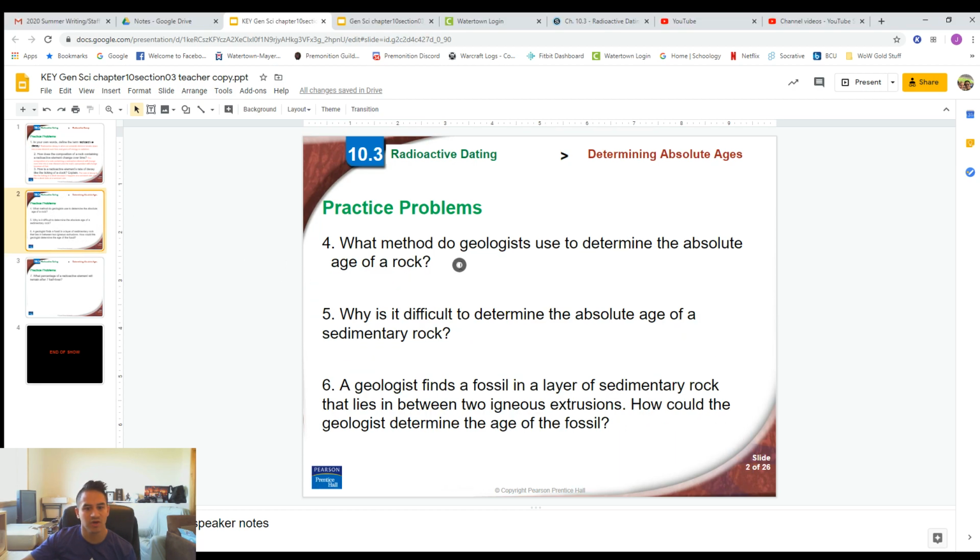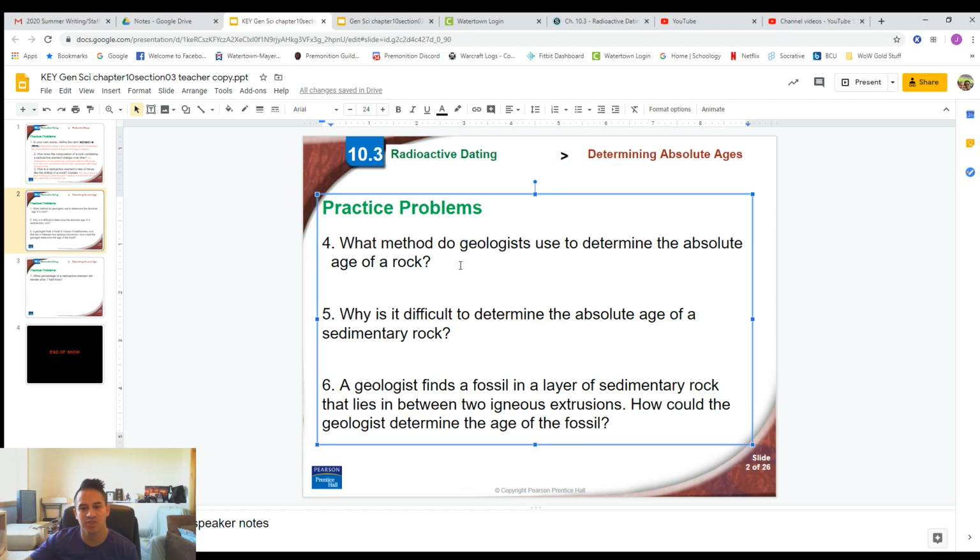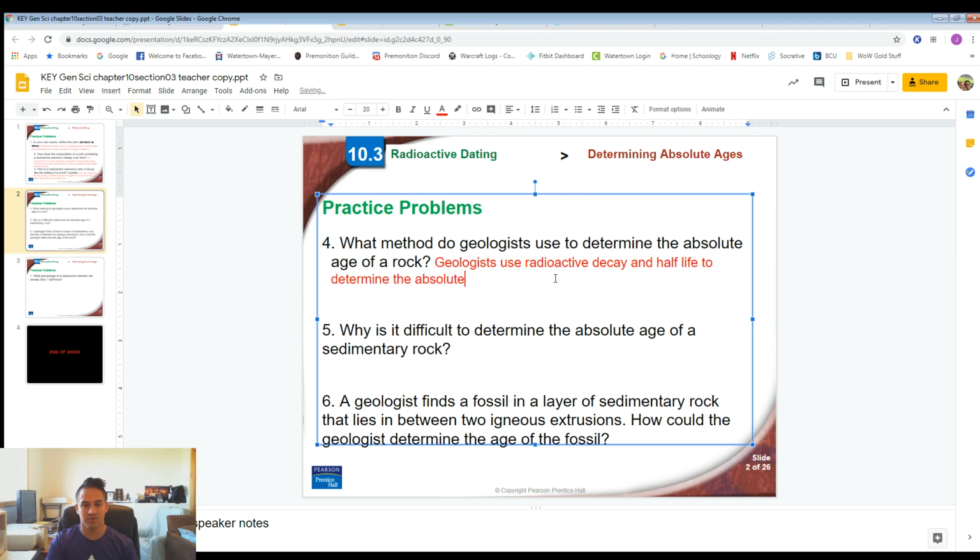Question number 4. What method do geologists use to determine the absolute age of a rock? So the methods that they use is radioactive decay and half-life. Okay, so geologists use radioactive decay and half-life to determine the absolute age of a rock.